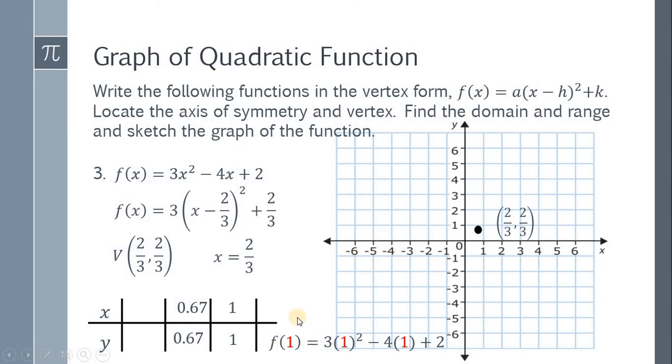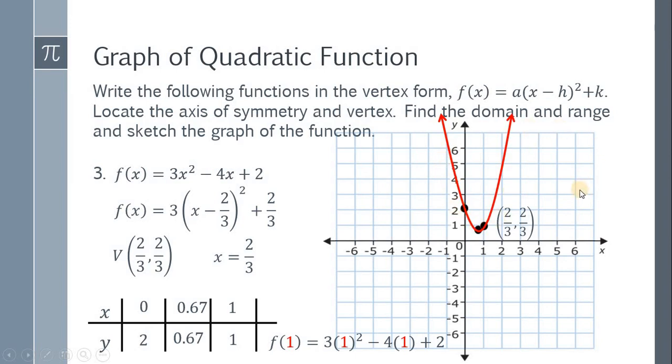Next, let's get a point lower than 0.67. So, let's choose 0. Now, plug 0 into all the variable x. So, it becomes 3 times 0 squared minus 4 times 0 plus 2, which will give us 2. Therefore, our other coordinates are 1, 1, and 0, 2. Let's sketch our graph, and there you go.